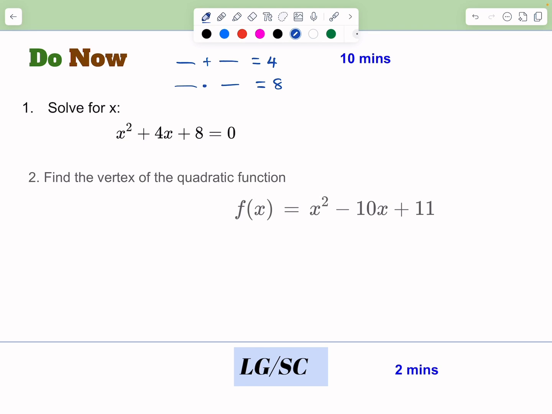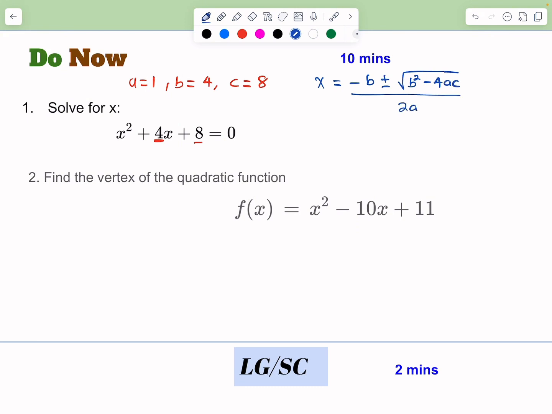So what I'm going to do now is use the quadratic formula because it's not easy for me to get those two numbers. The best thing I could do is to use the quadratic formula. The first thing I want to do is identify a. My a in this case is going to be 1. This is going to be my b. My b is going to be 4. And then my c is going to be 8. Remember your quadratic formula: x is equal to negative b plus or minus the square root of b squared minus 4ac, and then I divide that by 2a.